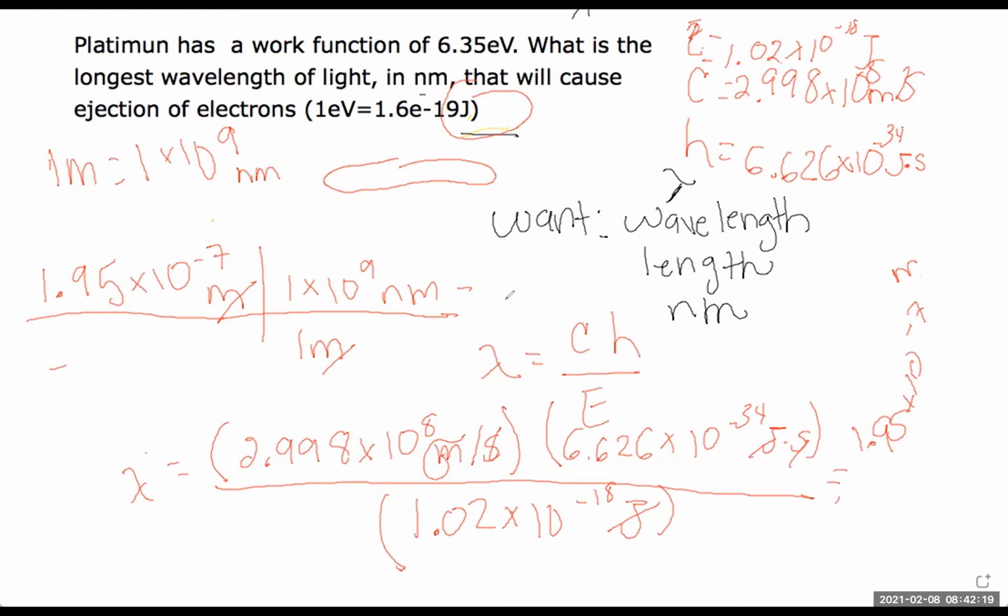Oh, I didn't put negative. Never mind. 195. Is that what you all got? Okay. And how many sig figs? Because remember, sig figs are also important. How many sig figs do we want? 3 sig figs, right? So we have 195 nanometers.